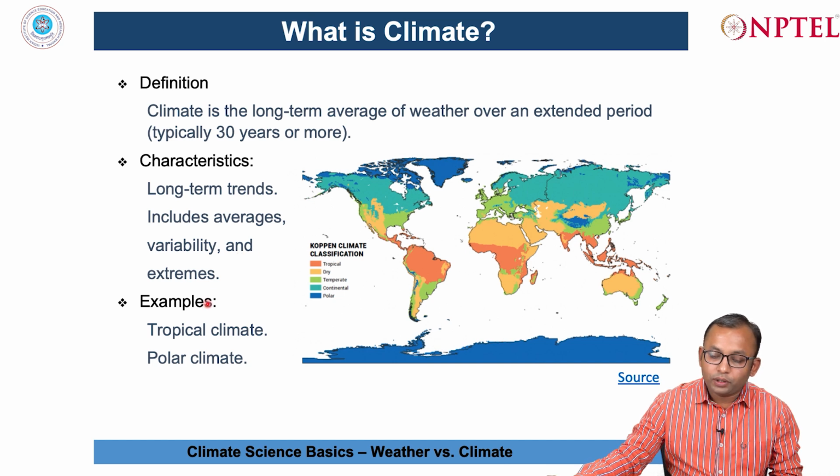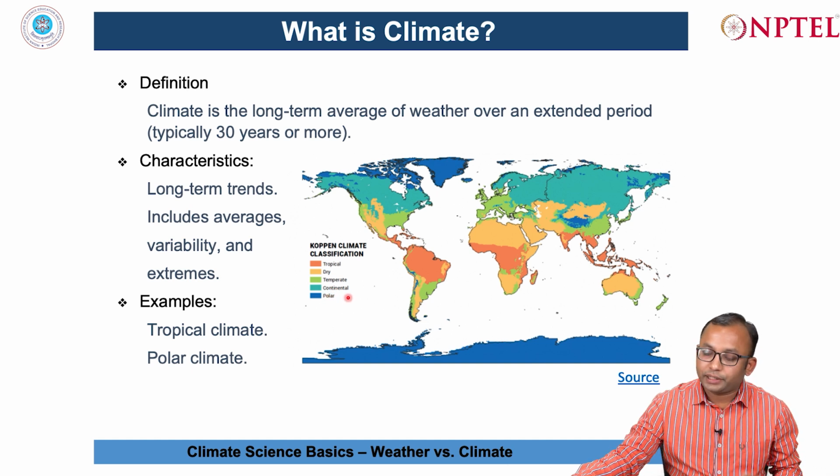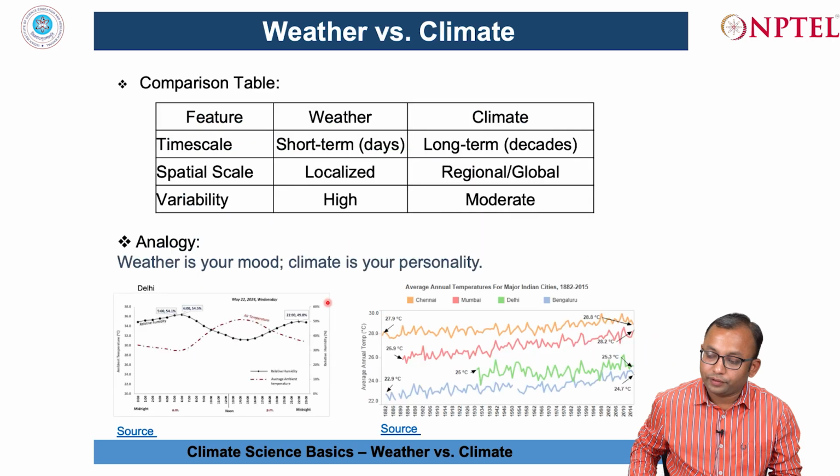For example, you can talk about tropical climate, or you can talk about polar climate. Here is an example of the Köppen climate classification system. Here you can see that there are 5 different types of climates. For example, we can talk about tropical, which has certain temperature or rainfall characteristics. There are dry regions where we have higher temperature and low rainfall. There are temperate regions and continental regions, and there are also the polar regions, which have very specific meteorological conditions. Therefore, these are different types of climate systems as proposed by Köppen. So, this is how we can define climate across the world.